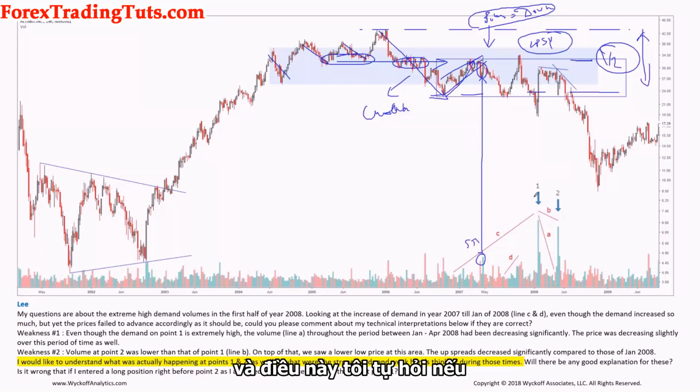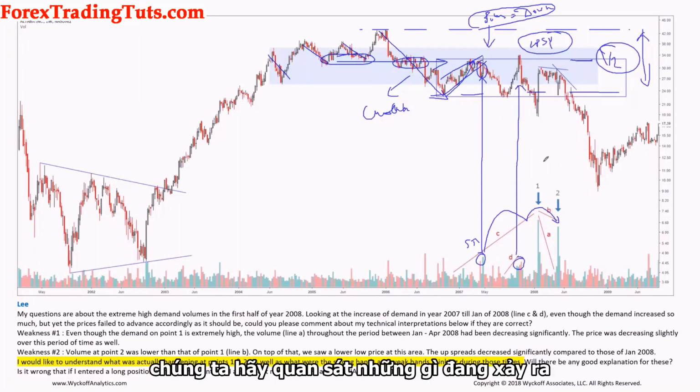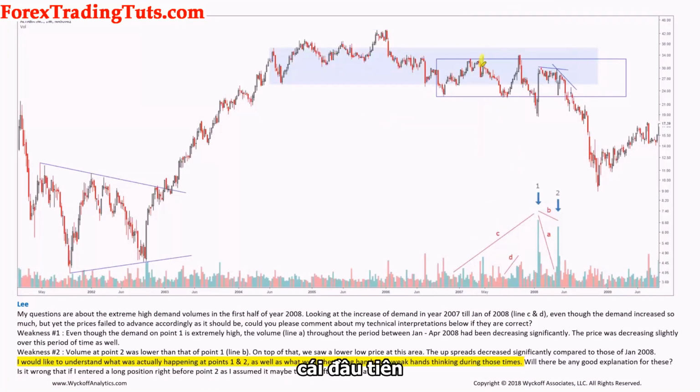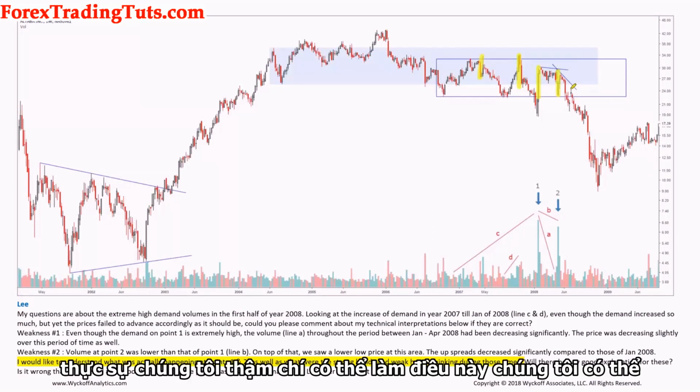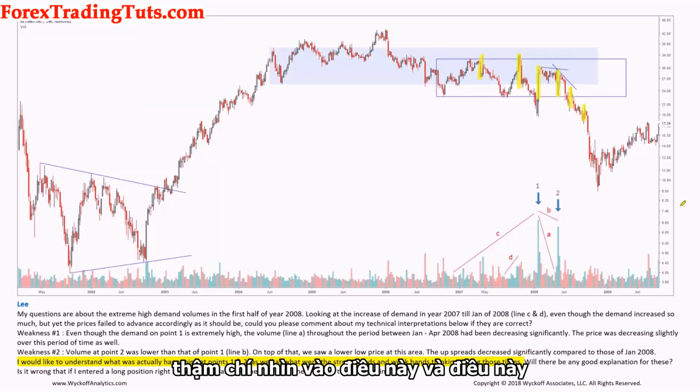And this, I wonder if, Lee, you have seen this spread and this increase in the spread as well, because it's all related to the other two that you've mentioned here. Actually, another one right here. So let's kind of observe what is happening at these spots. The first one, the second one, third one, and then the fourth one. Actually, we could even do this. We could even look at this and this.